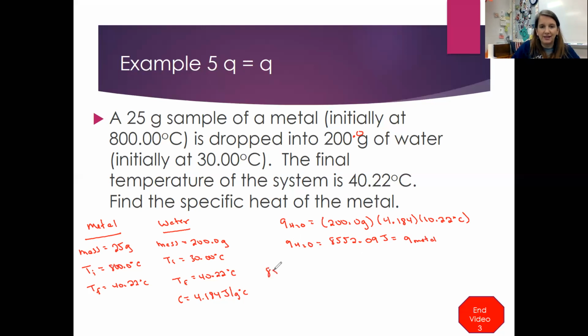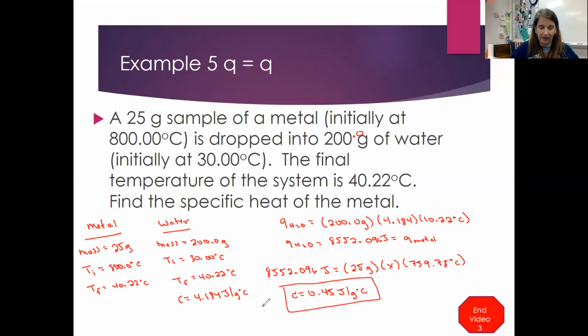So we can plug that into a second Q equals mcΔT problem. Now we're going to use the metal mass, 25 grams. We're solving for its specific heat, and we're going to calculate its temperature change, and it's going to be 759.78 degrees Celsius. So I'm going to take my Q, 8,552.096, divided by my temperature change, divided by my mass, so that I can get, rounded to 2 sig figs because of my mass, 0.45 joules per gram degrees Celsius.